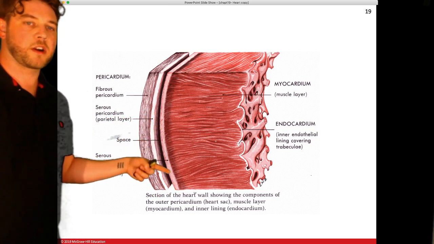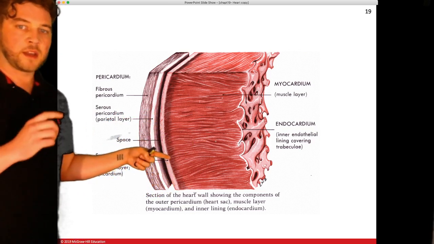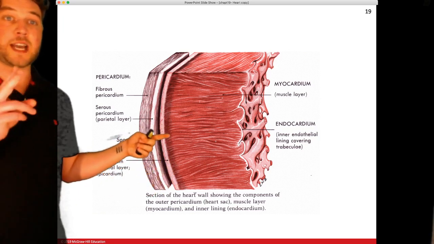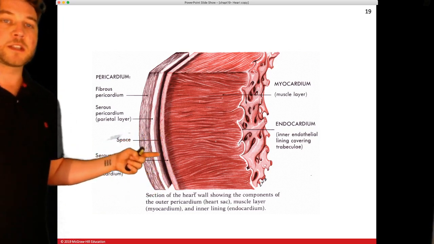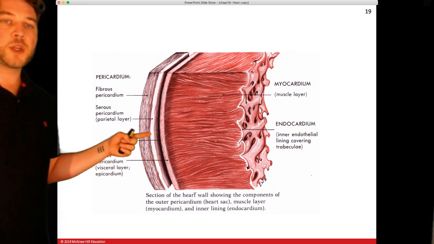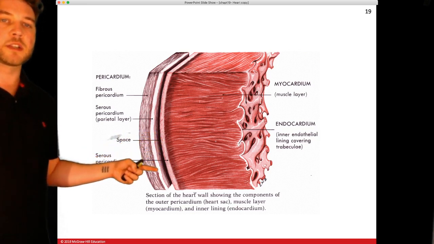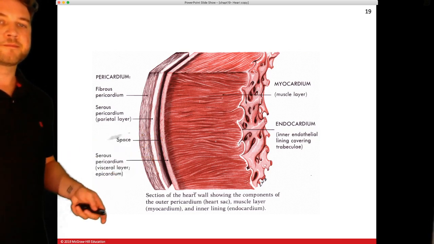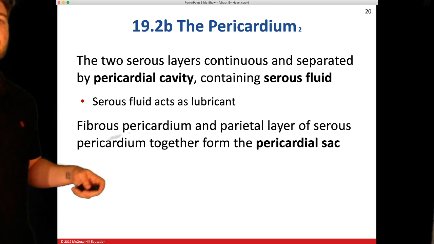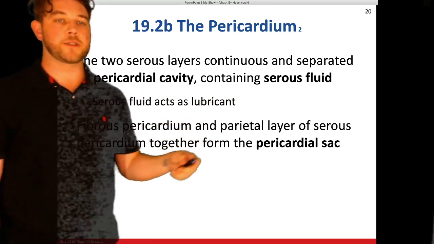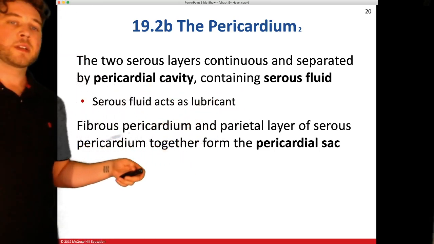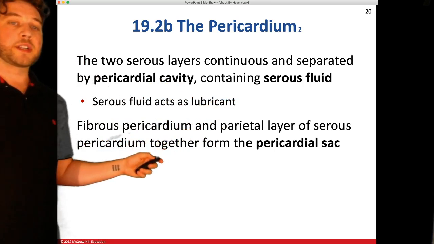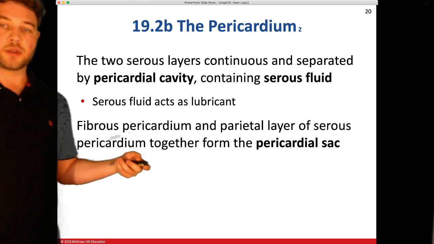Okay, so the visceral layer of the serous pericardium and the epicardium are exactly the same thing. Then you have this space right here, and then you have the parietal layer of the serous pericardium, followed by the fibrous pericardium. In that space, there is serous fluid, which acts as a lubricant, and the fibrous pericardium and parietal layer together form the pericardial sac, which holds the heart.